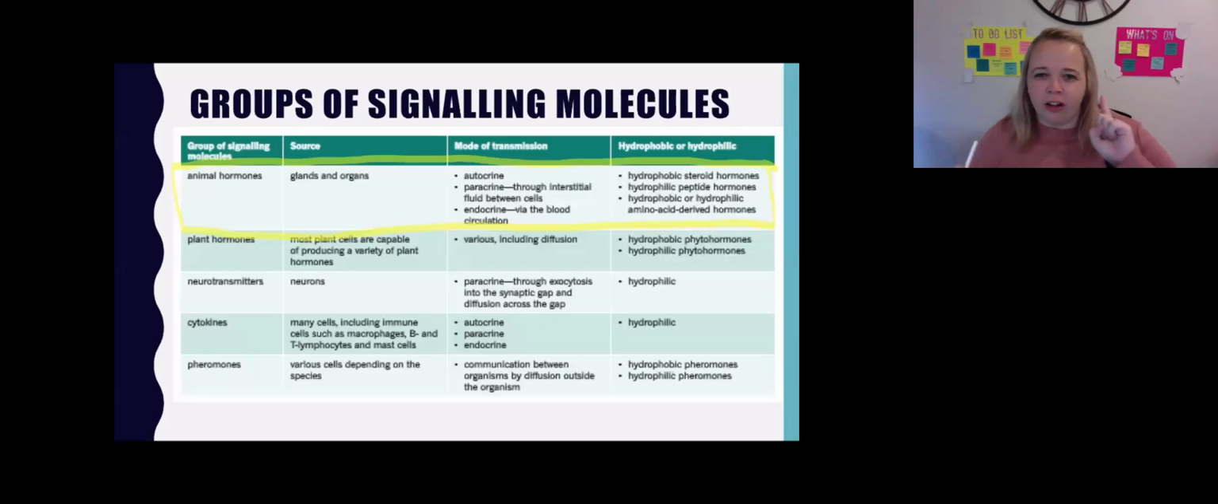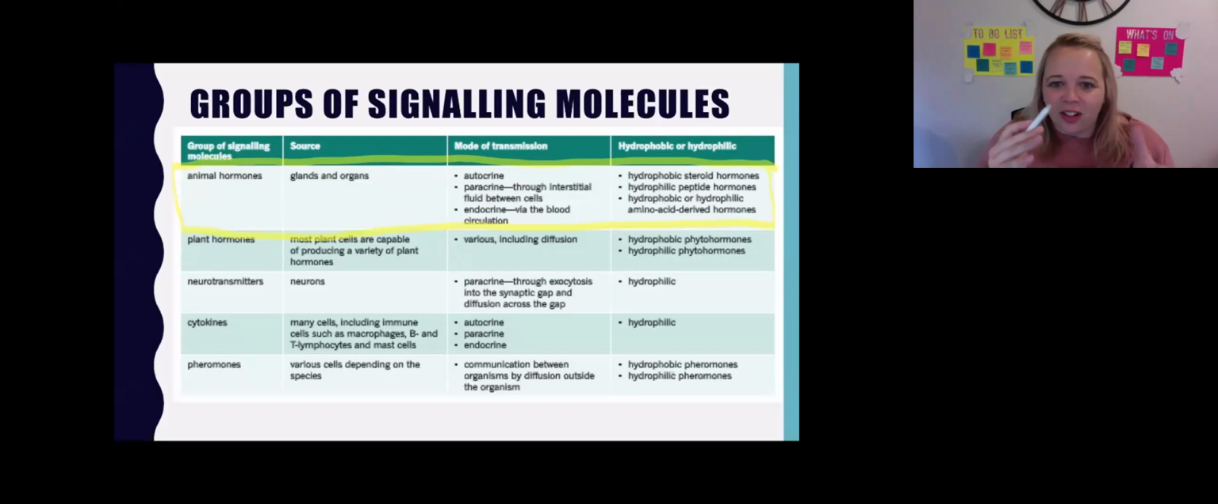Okay, welcome to video number 1 on types of signaling molecules. So the first type or group of signaling molecules we're going to talk about are the animal hormones. All the information you need to know about them is already written in that table in your notes. If you want to annotate that at any stage during this, fine, not a problem. But this is the takeaway message that you need to talk about.